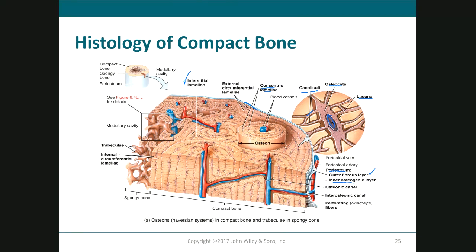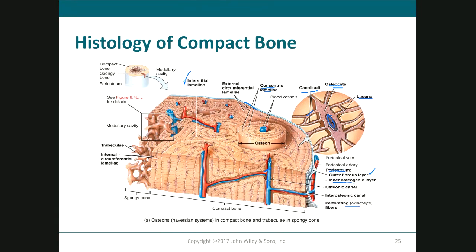Through the periosteum, blood vessels, lymphatic vessels, and nerves enter the bone via these perforations called Volkmann canals. You can see these spaces. This is how the vessels enter, go up into the central canal, and via these canaliculi give the nutrition that's needed to the mature bone cells, or the osteocytes.